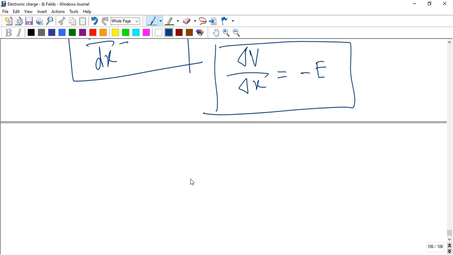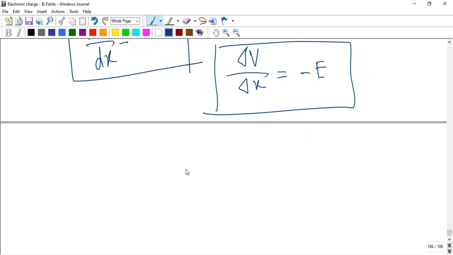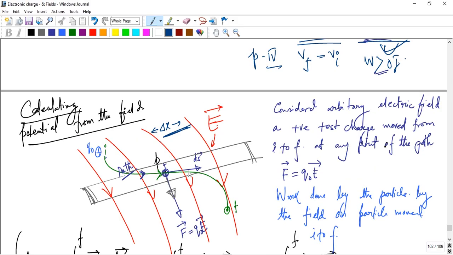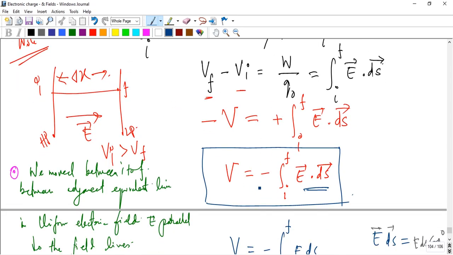So, continuing the previous topic of electrostatic potential. In the previous class we discussed how to calculate the potential from the electric field. We derived an expression for the potential, with a high potential surface and a lower potential surface, and the electric field going from plus to minus, from high potential to low potential, with delta x being the difference of lengths. That is I and F.